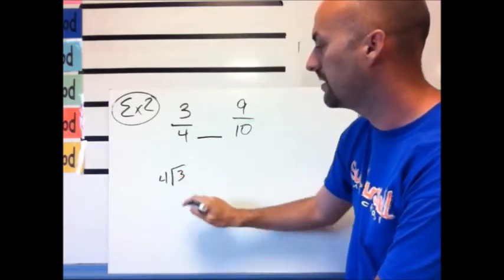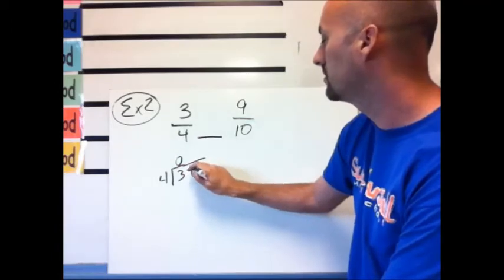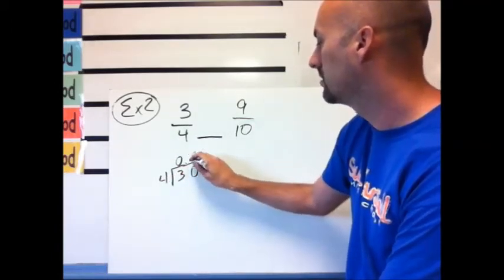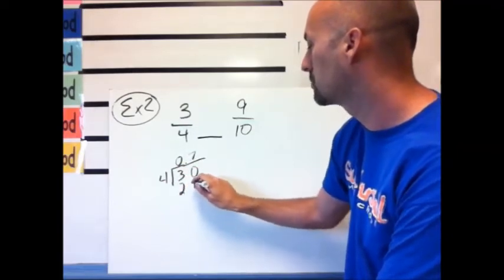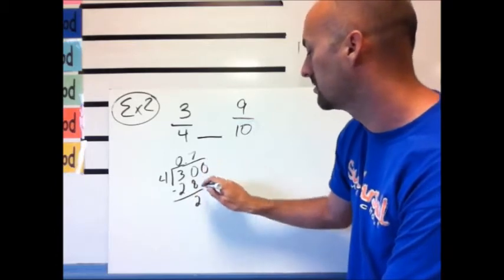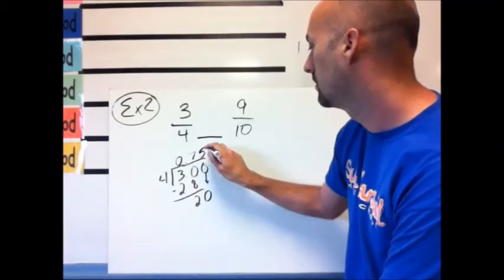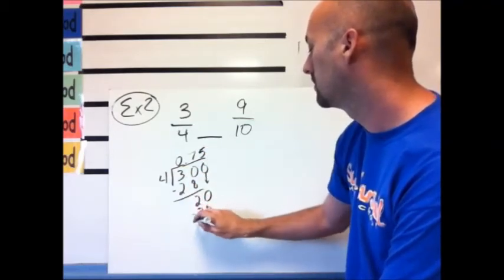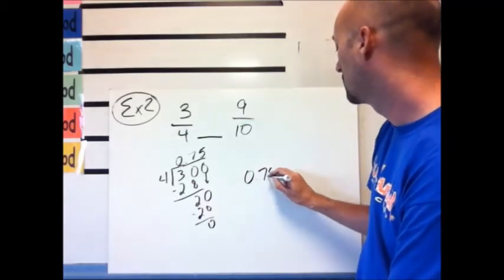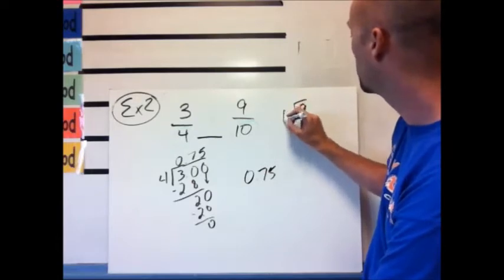Now, 3 can't be divided by 4, so I put a 0. But I can add a decimal and a 0, make that decimal jump. 4 into 30, 7 times. 7 times 4 is 28. Subtract, 2, I've still got some here, so I'm going to just add another 0. Bring it down, 4 into 20, 5 times, and I'm good. So that one is 75 hundredths.